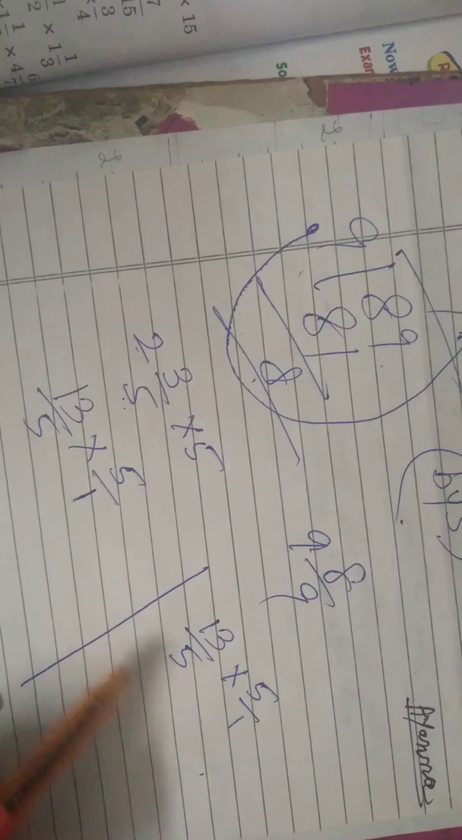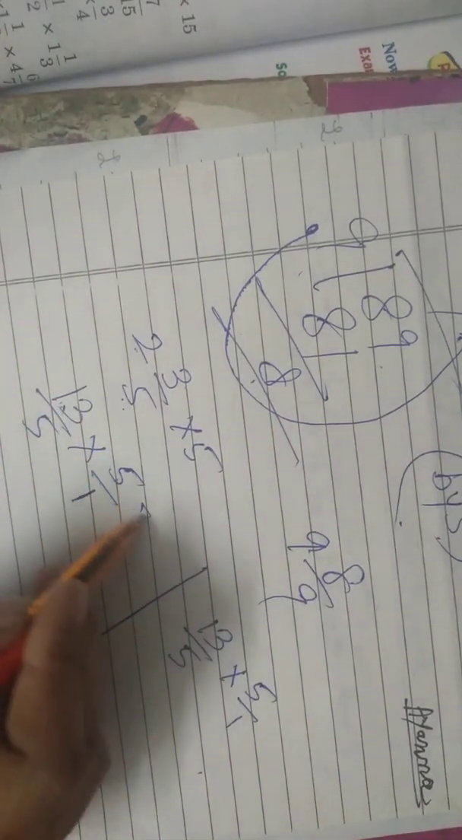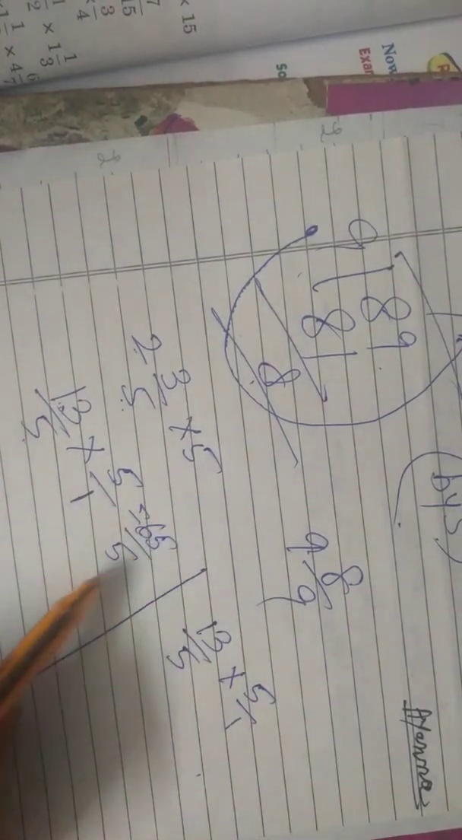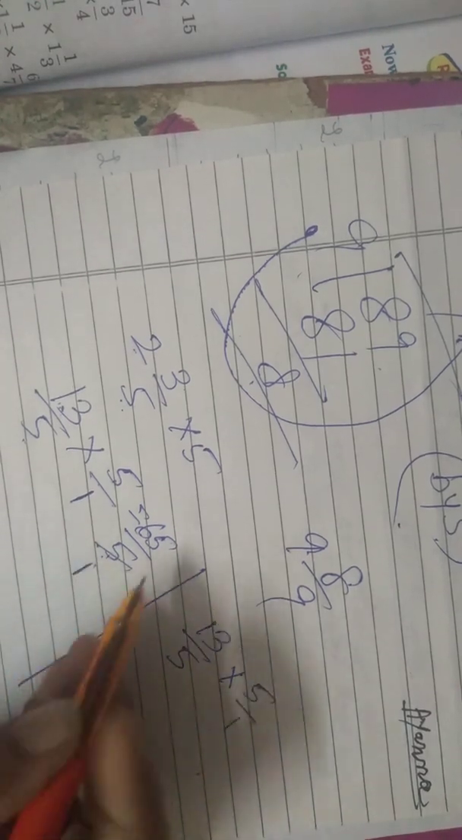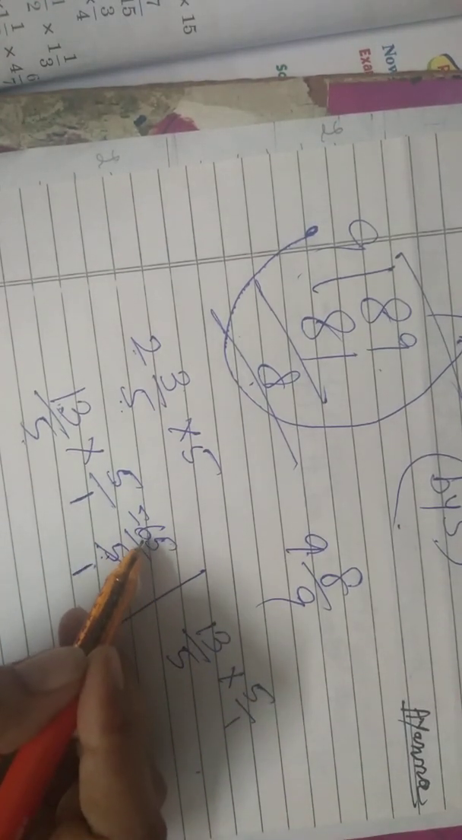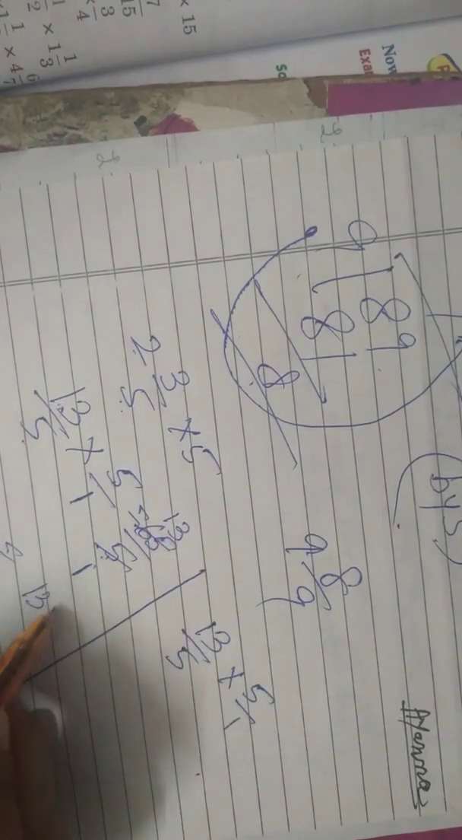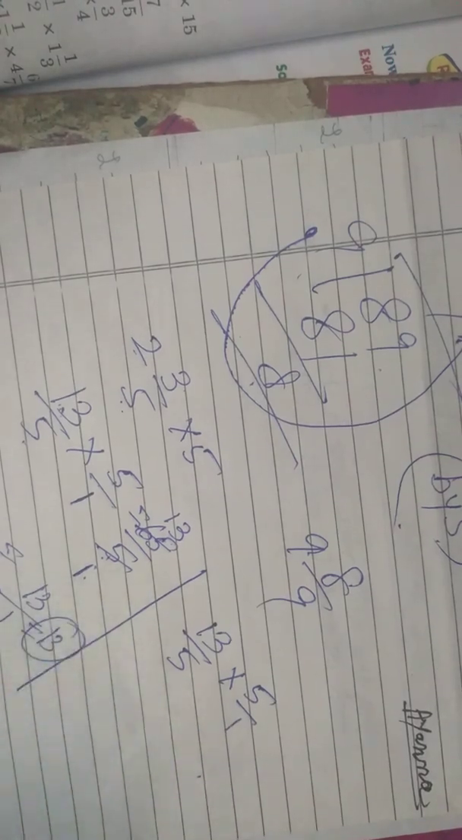Two methods. The first method I have taught you: multiply the numerators. 13 fives are 65, divided by 5. 65 by 5, both are divisible by 5. So 5 ones are 5, 13 by 1, the answer is 13. When the denominator is 1, it is equal to 13.